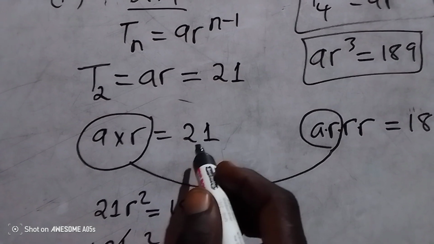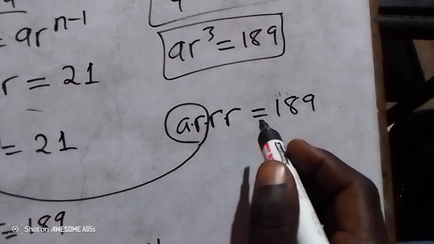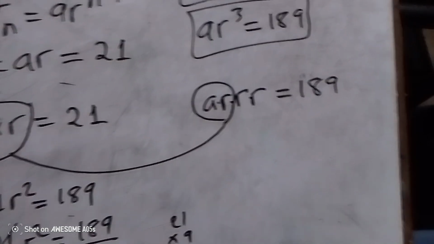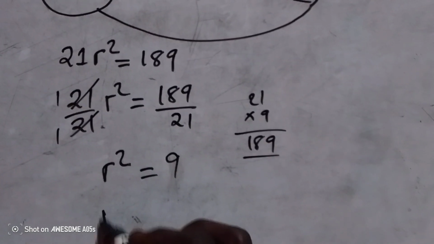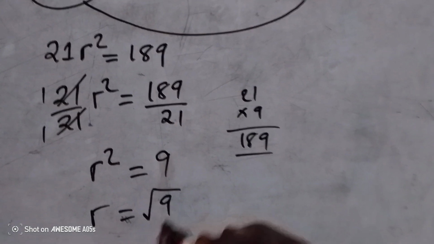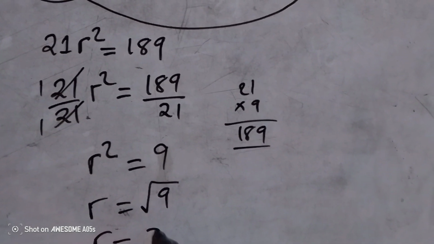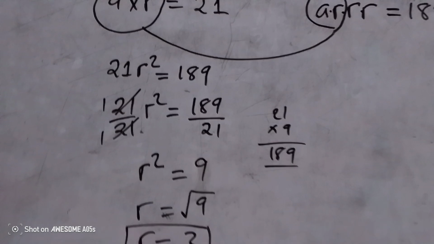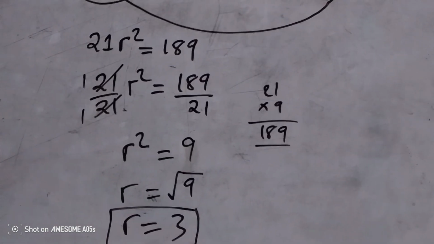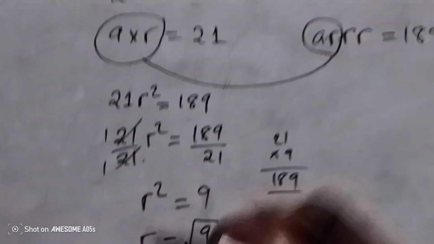If you check your progression, the second term is 21 and the fourth term is 189, meaning the terms are moving in a positive way. So even after finding the square root, we are just going to rely on the positive value of r, because the progression is positive. That is how we can find r.